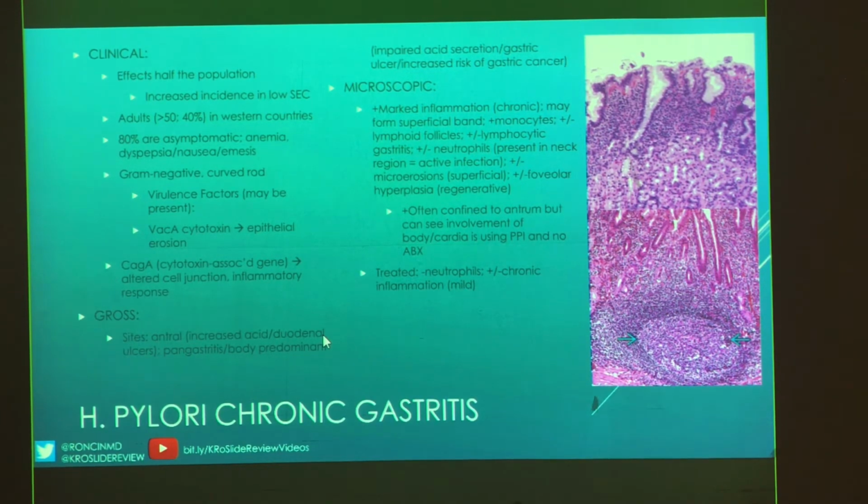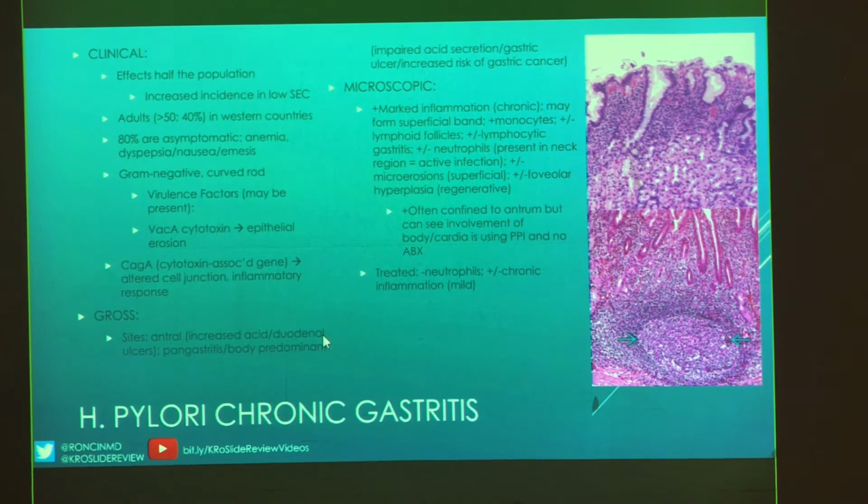So microscopically, you're going to have marked chronic inflammation that can form a superficial band. I have a picture of a superficial band to the right of that. It may or may not be lymphocytic gastritis. You may or may not see neutrophils, and those tend to be present in the neck region of the glands, which signifies an active infection. You can see microerosions, but these will be superficial, and there can be foveolar hyperplasia. And when foveolar hyperplasia is seen, this is a regenerative feature.